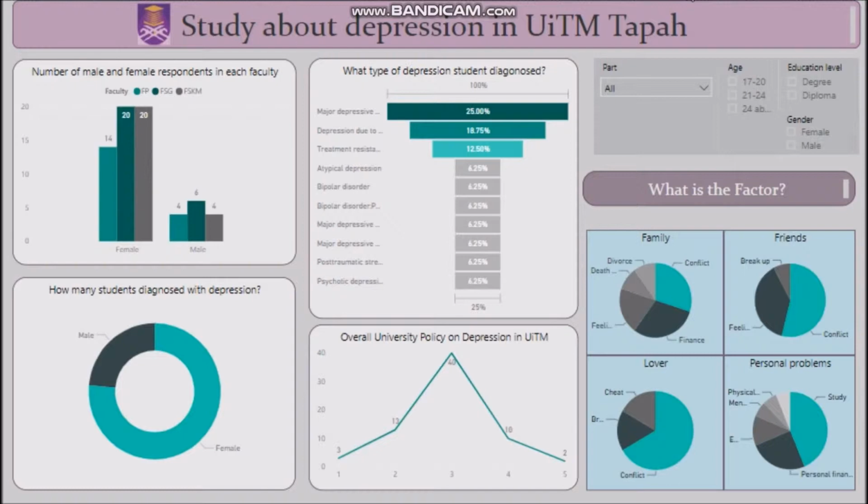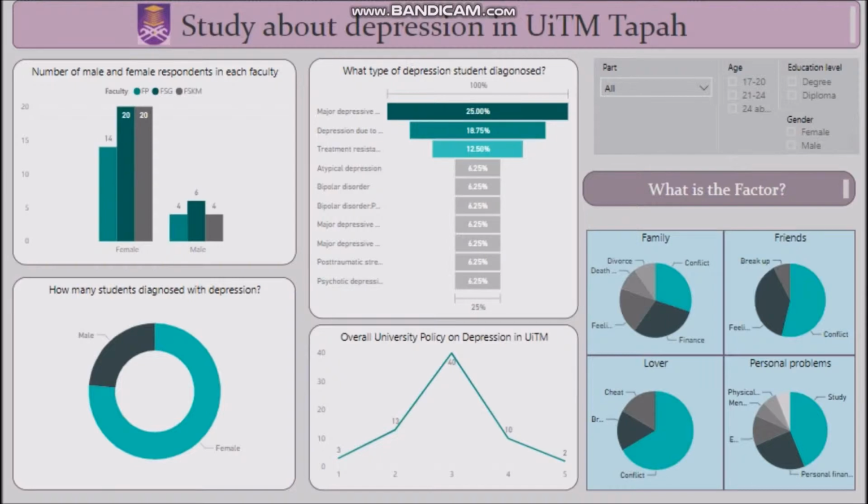DSC651 Project, and our project title is to study about depression in UiTM Tapah. Alright, so for our problem statement, we came up with a general problem statement where we want to know how many students have been detected with depression.